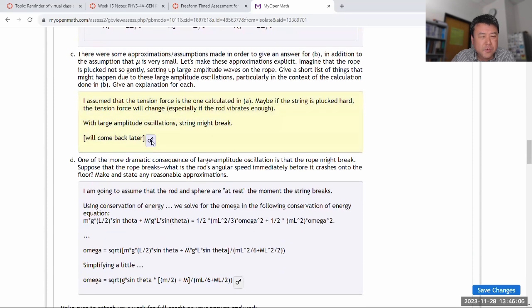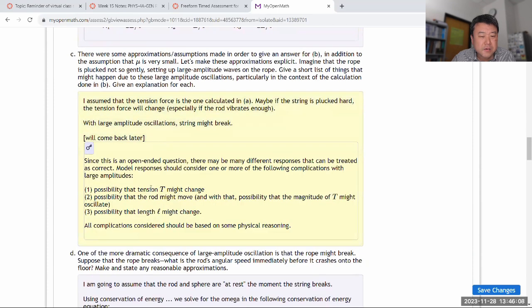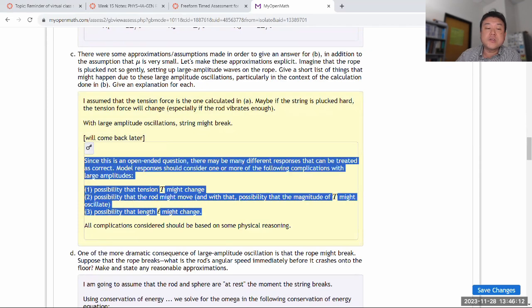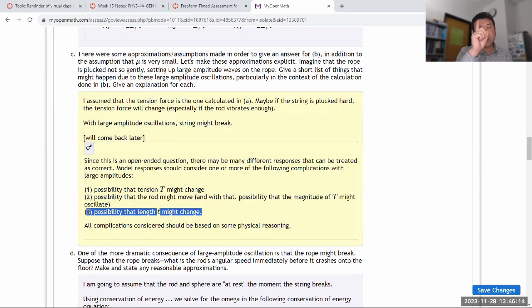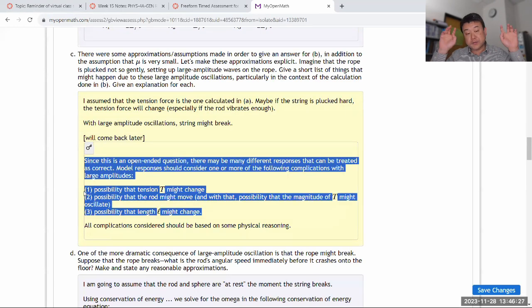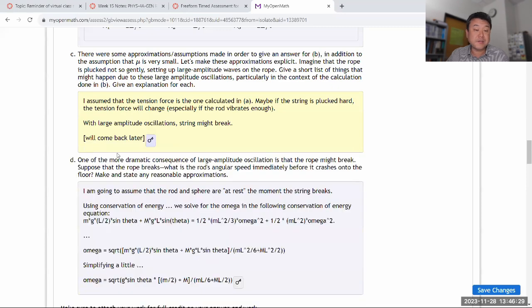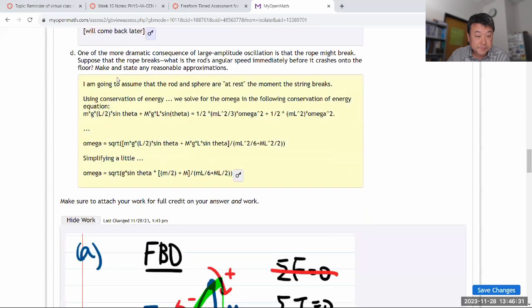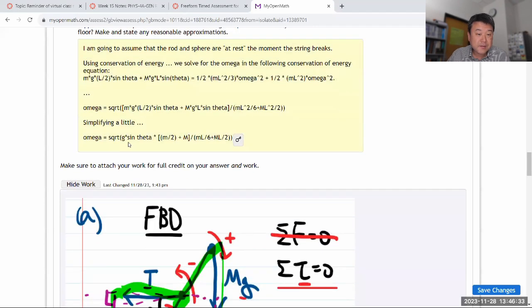I think that's right. And so I don't know, within the model answer, tension might change. Oh, I forgot. Yeah, the length might change, especially if the rod is moving. The moving rod will cause the length of the thing to change. So yeah, that's a possibility. But it's an open-ended question, so don't think of this as a closed list of correct things. There might be other possibilities that I didn't think of. And here, yeah, pretty sure.